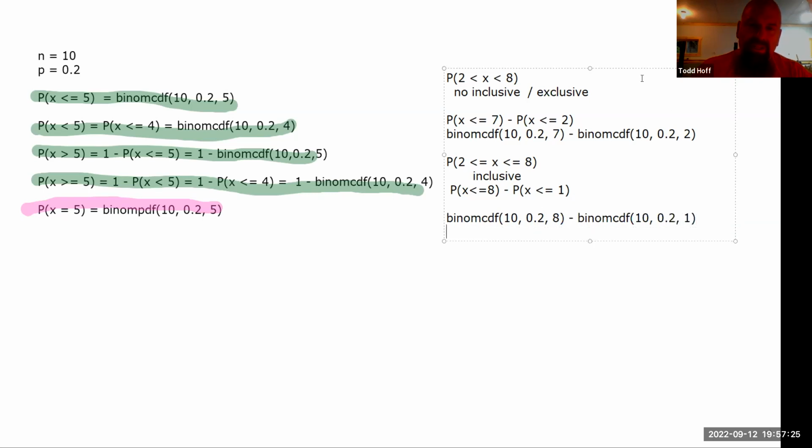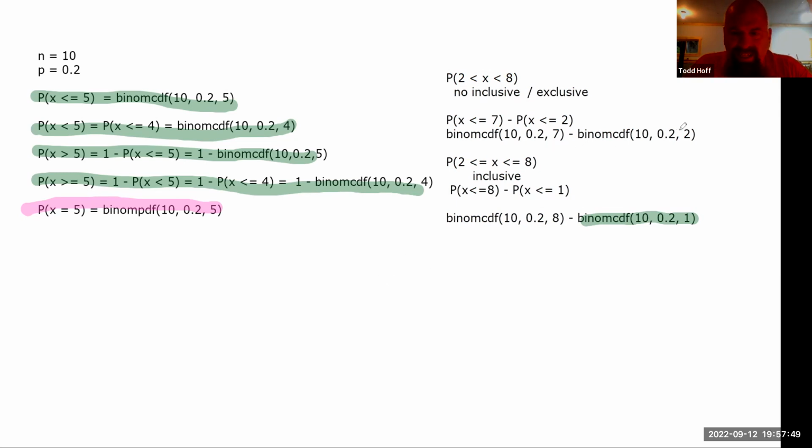Now, some might look at this and say, did we really need a binom CDF here if we're only going up to 1? Couldn't we have just done binom PDF of 1? The answer is no, because remember, the value could possibly be 0. There could be no successes. So by using the binom CDF there, we make sure we accounted for those other possibilities that could be less than the 1.